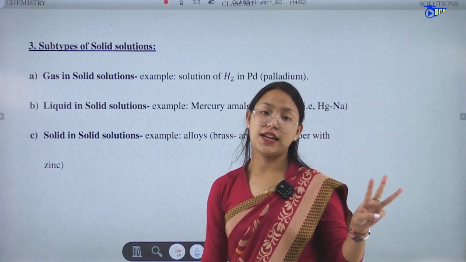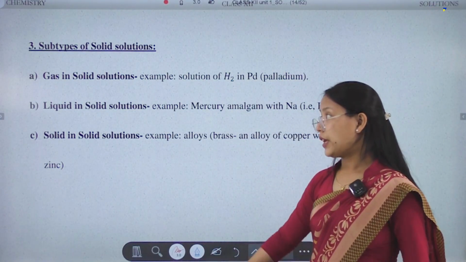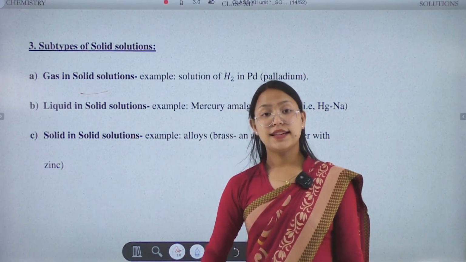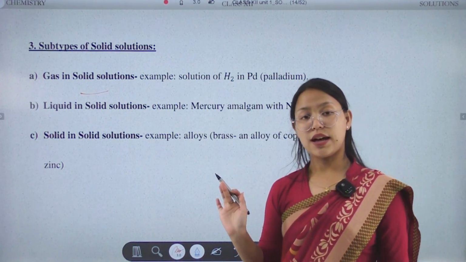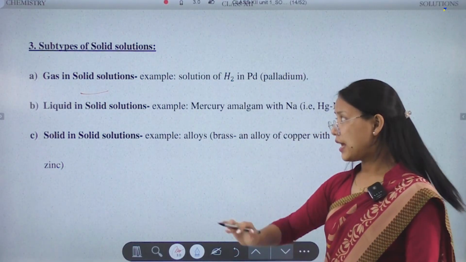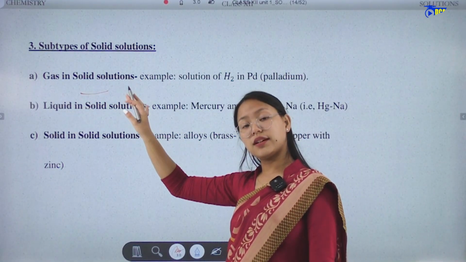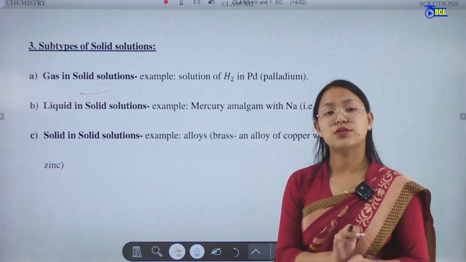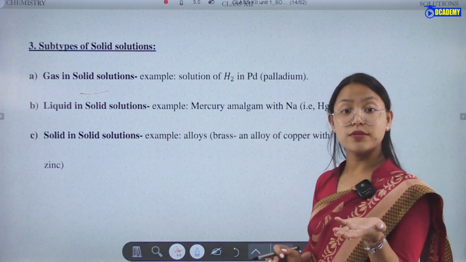Gas in solid solutions. Gas in solid solutions have a question, it is questionable, right?